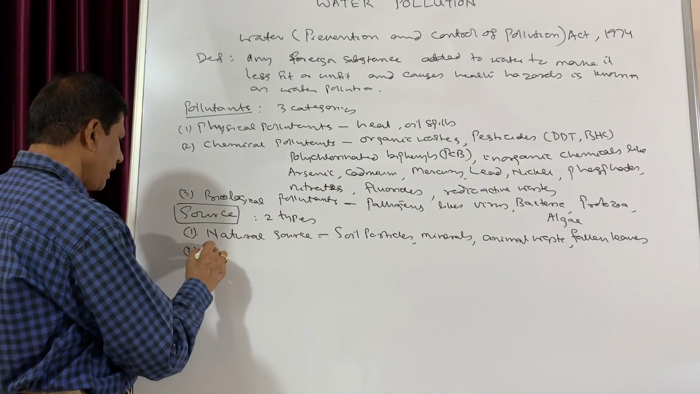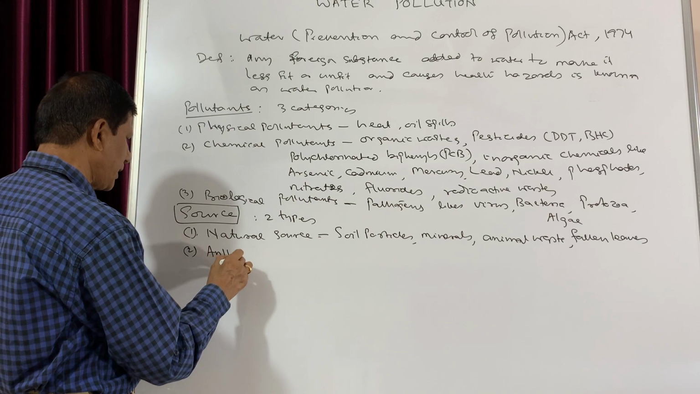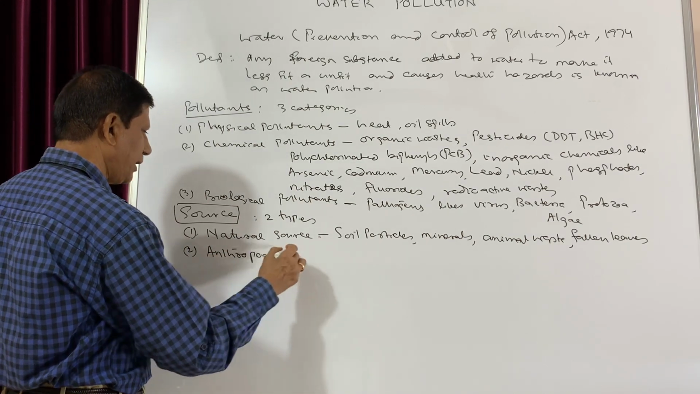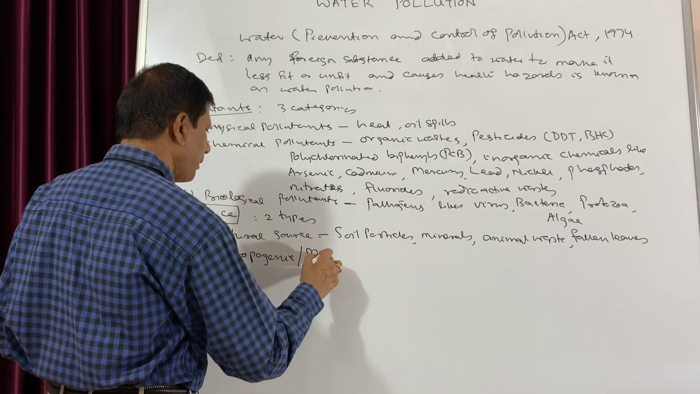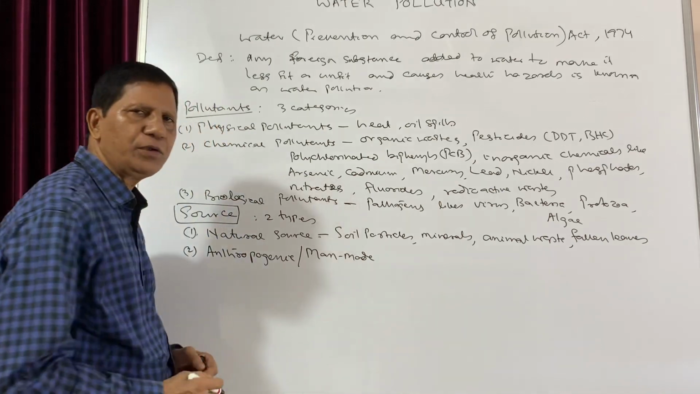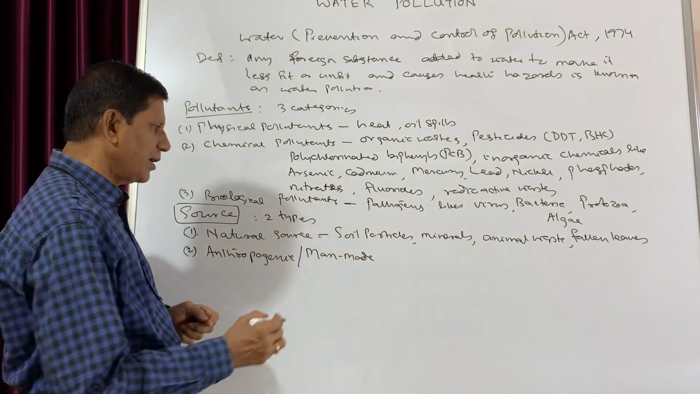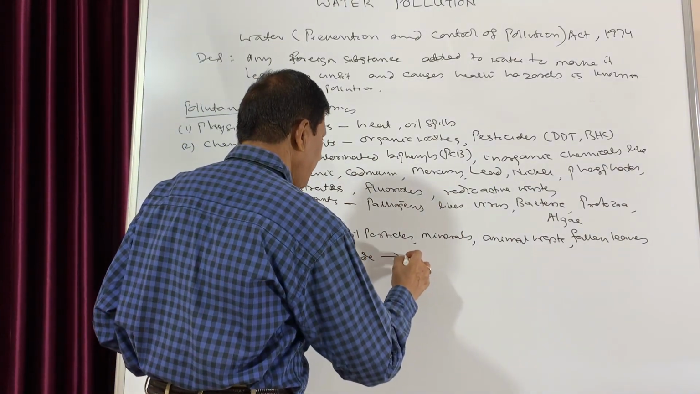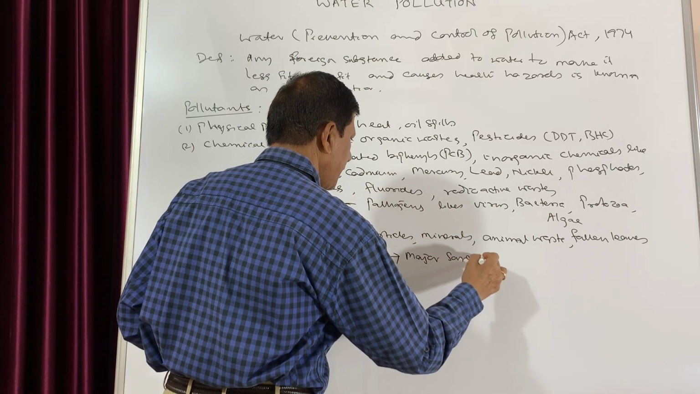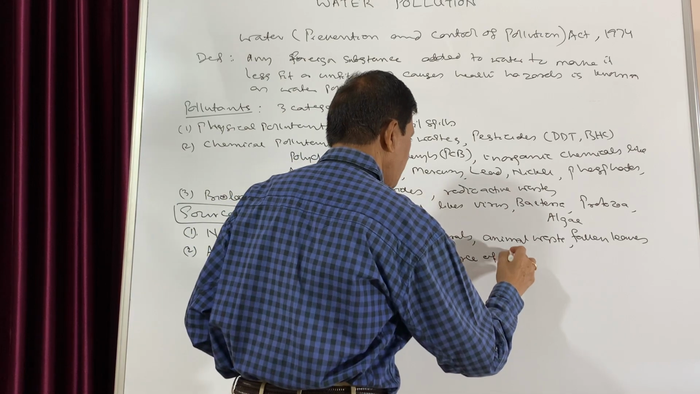The second one is anthropogenic, or you can say man-made, sources of pollution. Now man is the major source of pollution.